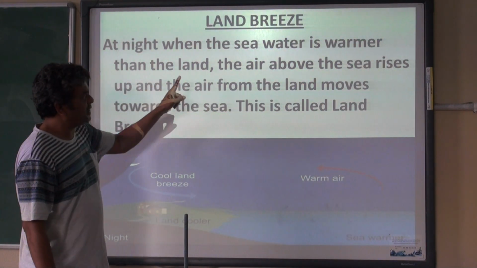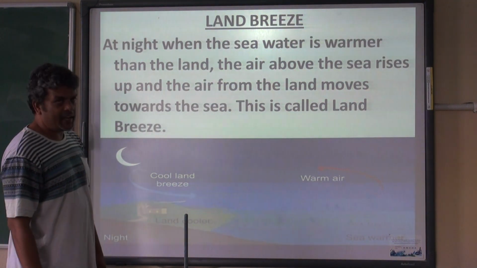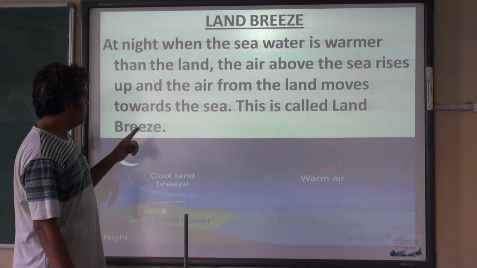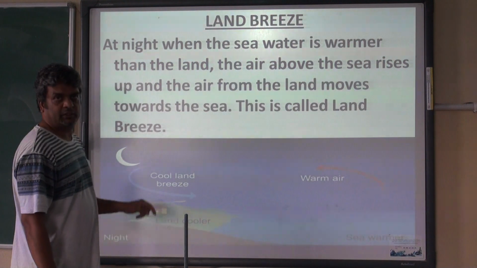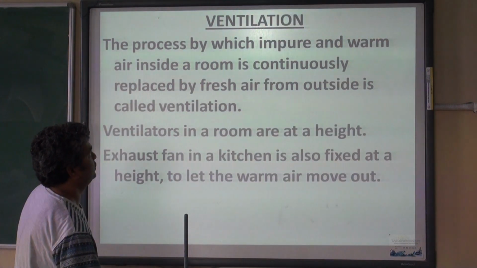So let us read it again. At night, sea water is warmer than the land. The air above the sea rises up and the air from the land moves towards the sea. This is called land breeze. Okay. The diagram is shown there also.